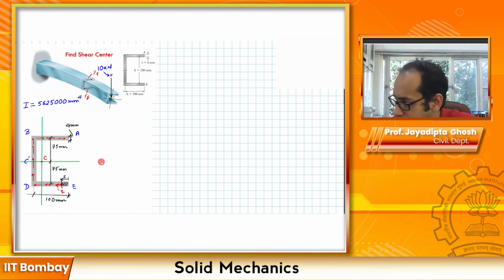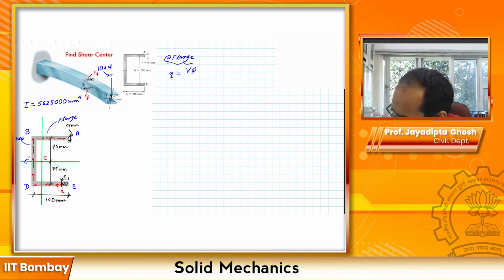So we know that our Q, this is at the flange I'm calculating. So at flange, let me go ahead and write that. Because remember, this part, the top and the bottom are the flange, and this guy is the web. So at the flange, at this part where I have taken this section, here I am writing my small q is V times capital Q divided by I over here, right?